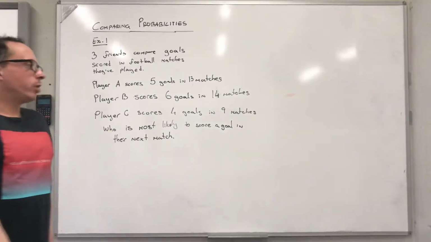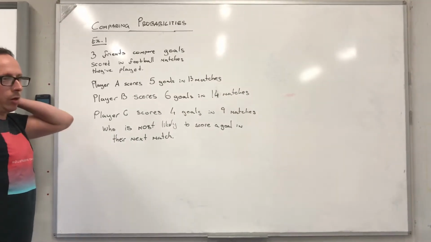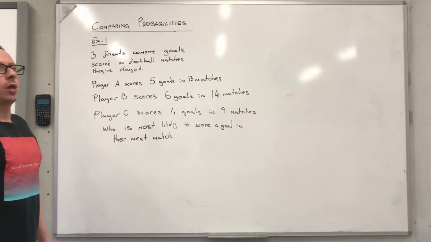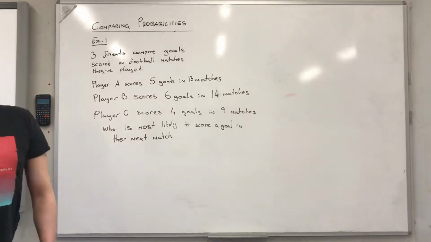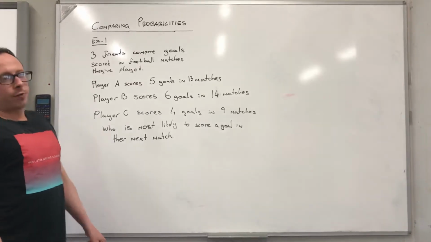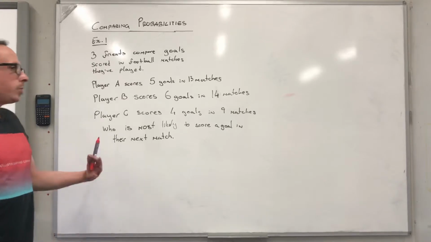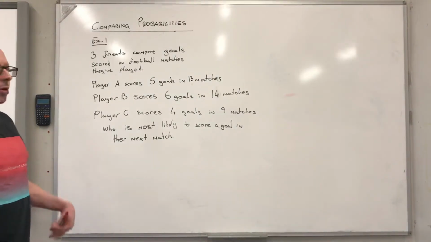Hi. So in this video, what we're going to look at is comparing probabilities. Previously we've learned how to calculate probabilities, which was done by calculating the number of favourable outcomes divided by the total number of outcomes. And that gave us a fraction, which we could then convert into a decimal and percentage. What we're now going to look at is how we can use those numbers better.